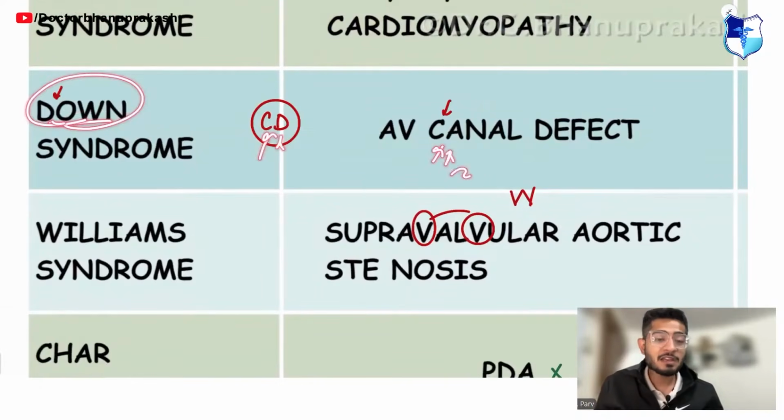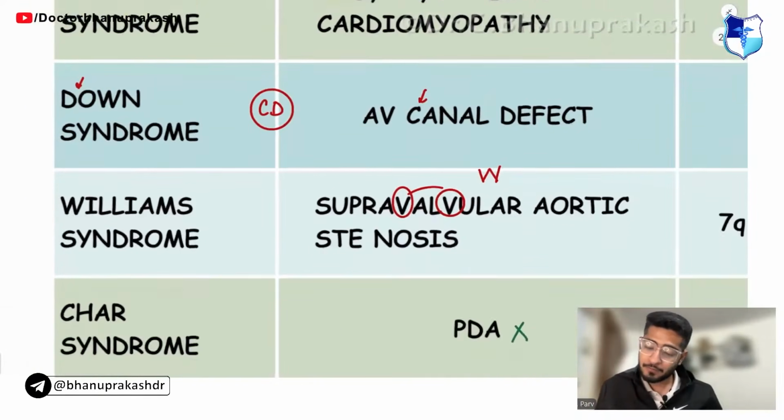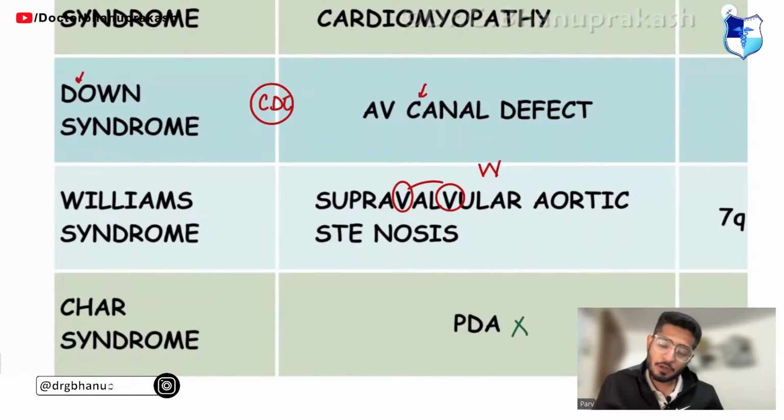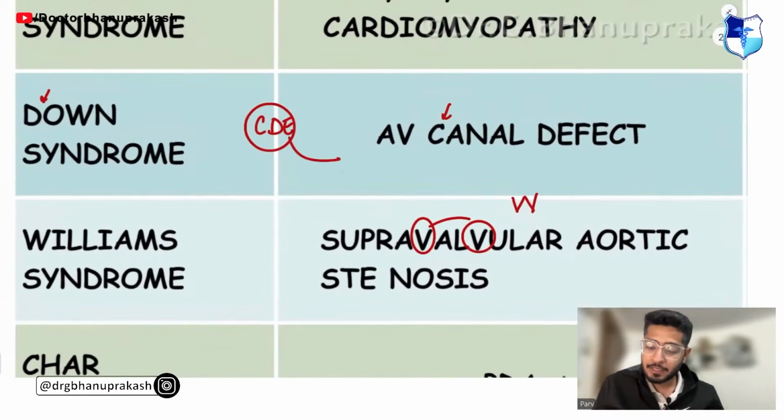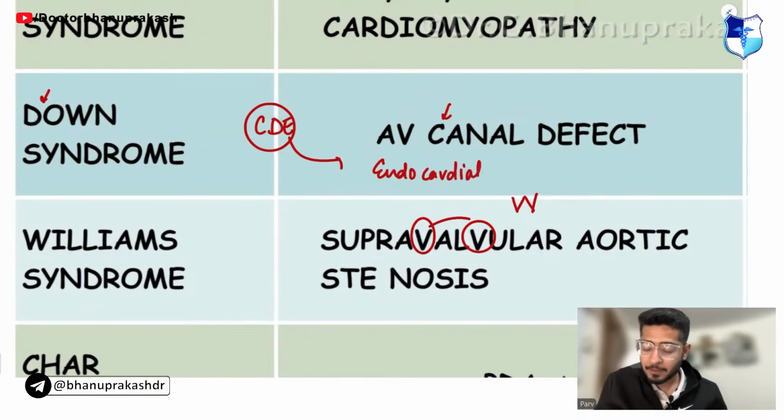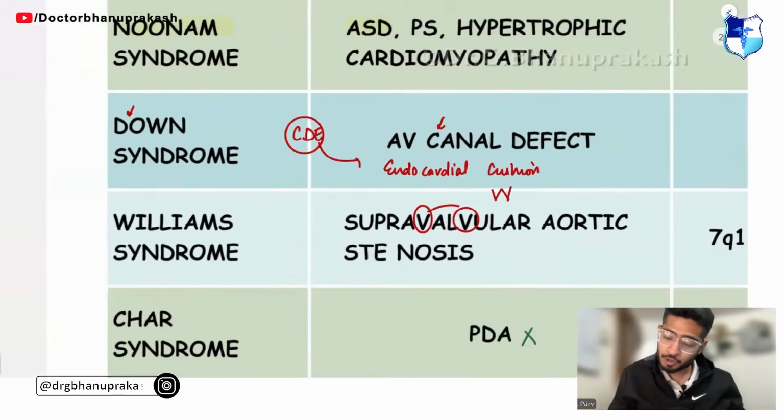So you will have AV canal defect or endocardial cushion defect. Okay, so these are actually synonyms. C, D, and E. C for canal defect, E for endocardial cushion defect.